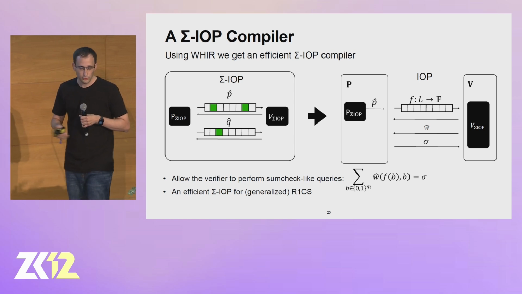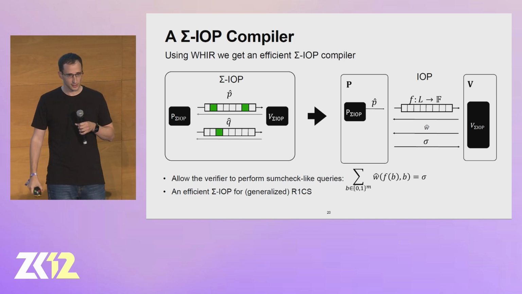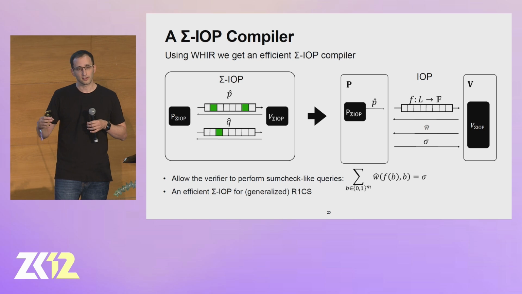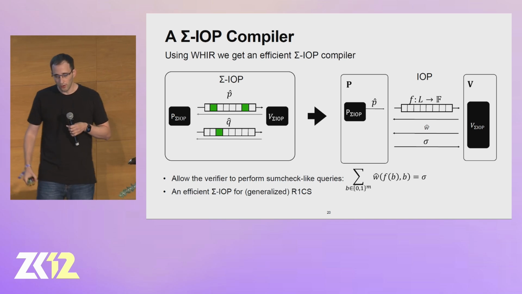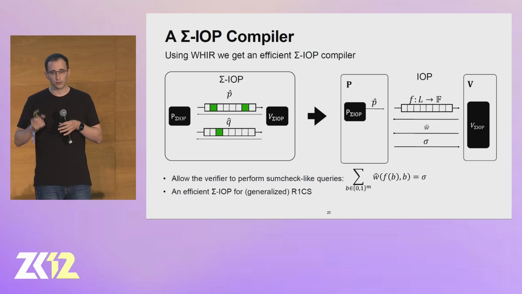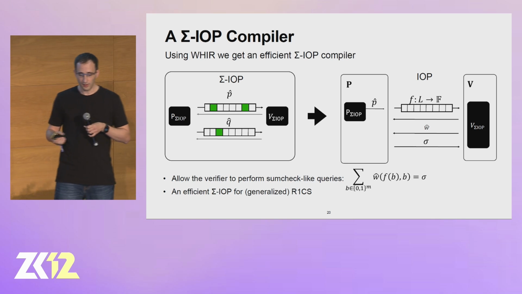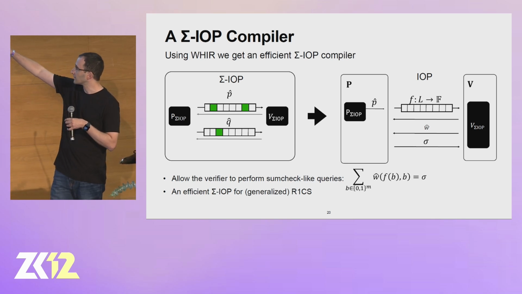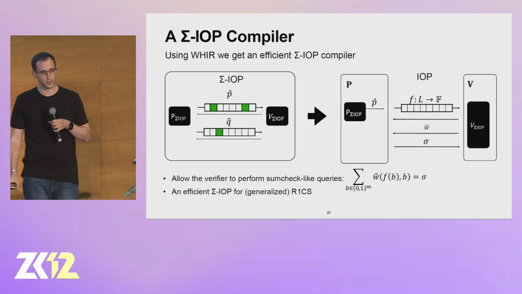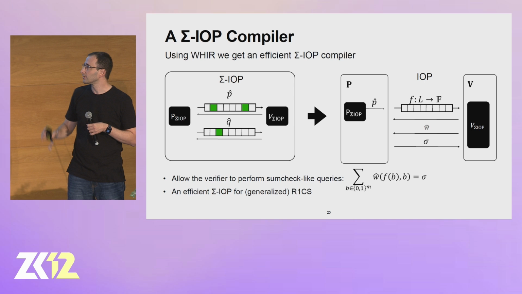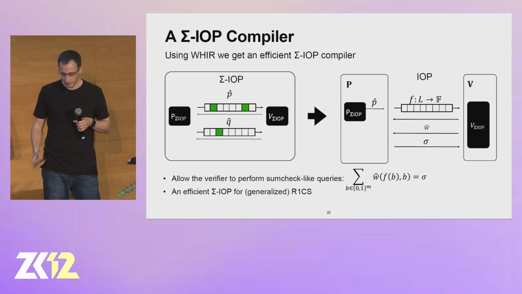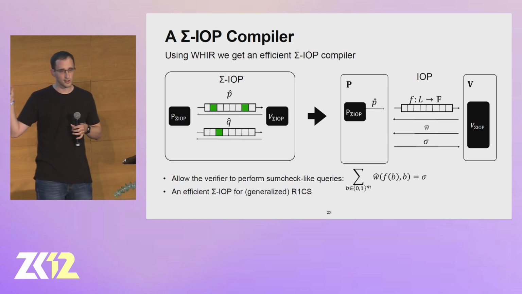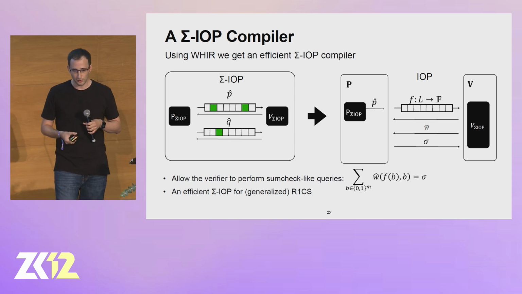And so what we do, we actually give a sigma IOP for generalized R1CS, which has much more efficiency than other polynomial IOPs that you get. And all of this is compiled and batched together into one WHIR invocation at the end, for some polynomial and for some constraint that is a combination of all the constraints that the verifier queried. Okay, so this gives an efficient way to go from R1CS to IOPs. We didn't implement this yet, and so I don't really have benchmarks for this part.